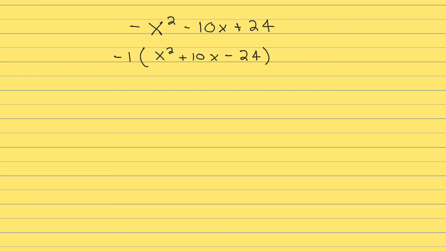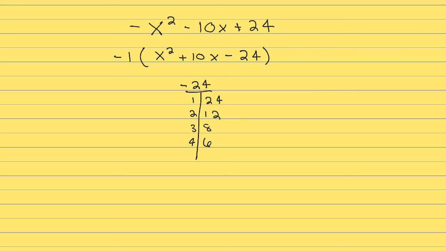Okay, so then what I have to do is factor negative 24. Those factors need to add to make a positive 10 and multiply to make a negative 24. So I've got 1 and 24, 2 and 12, 3 and 8, 4 and 6. Those are all my factors.